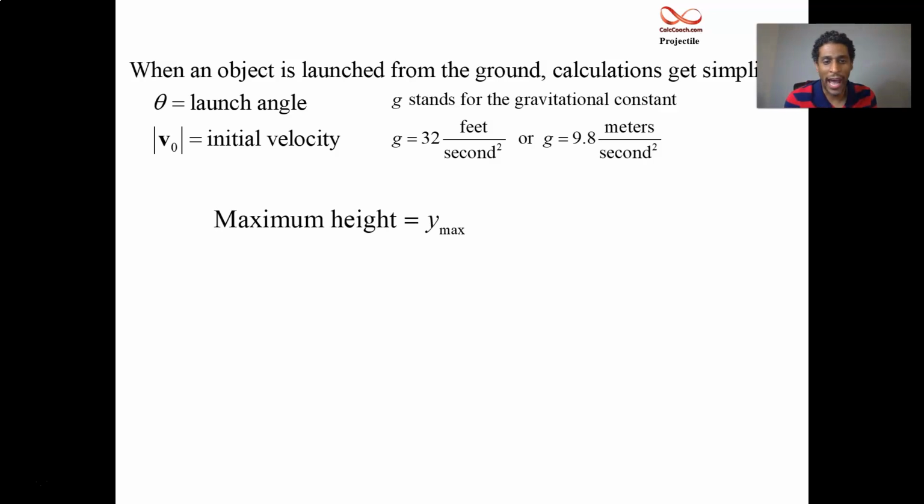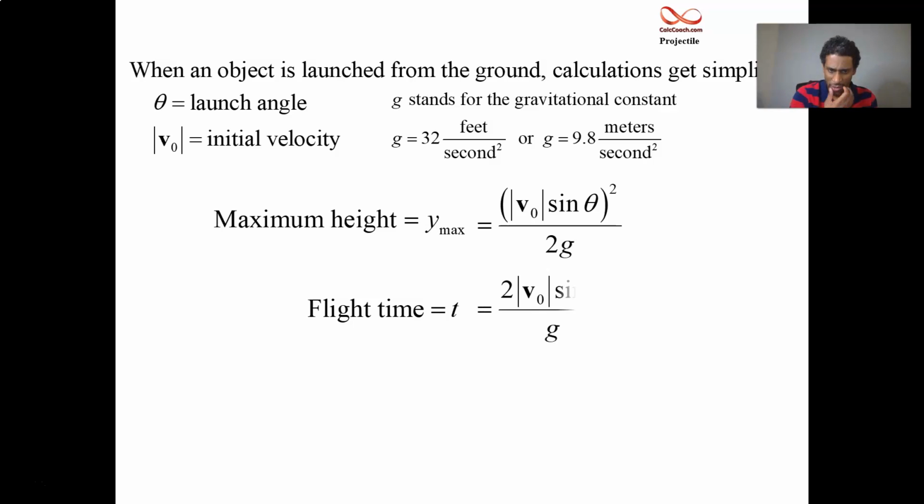but the maximum height can be found by taking the initial speed times the sine of the angle theta. That whole quantity gets squared in the numerator and then divided by twice the gravitational constant. How long the object is in the air, the flight time, can be calculated by taking double the initial velocity times the sine of theta divided by the gravitational constant.